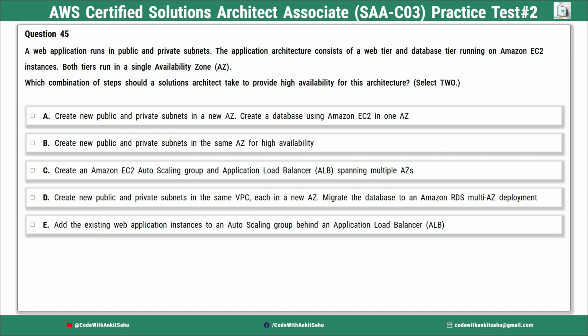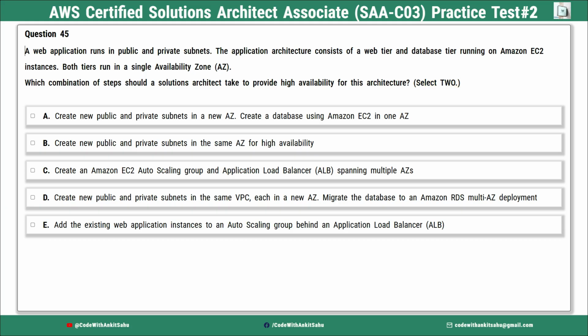Question 45. A web application runs in public and private subnets. The application architecture consists of a web tier and database tier running on Amazon EC2 instances. Both tiers run in a single availability zone, AZ. Which combination of steps should a solutions architect take to provide high availability for this architecture?